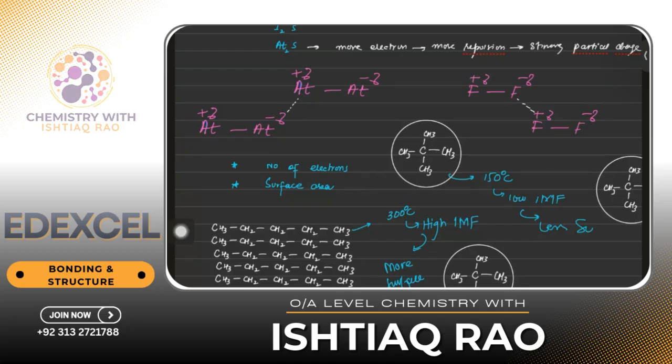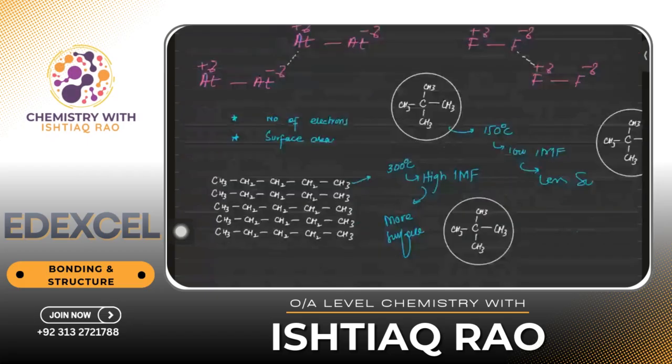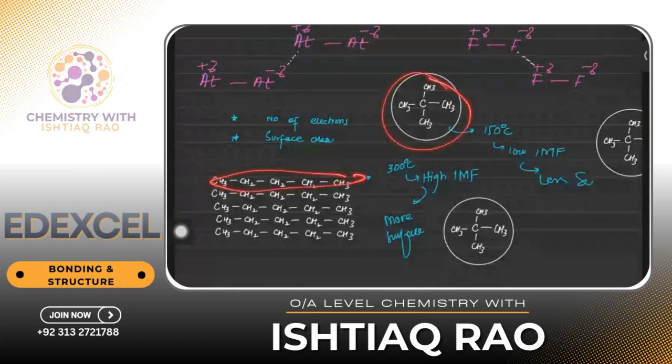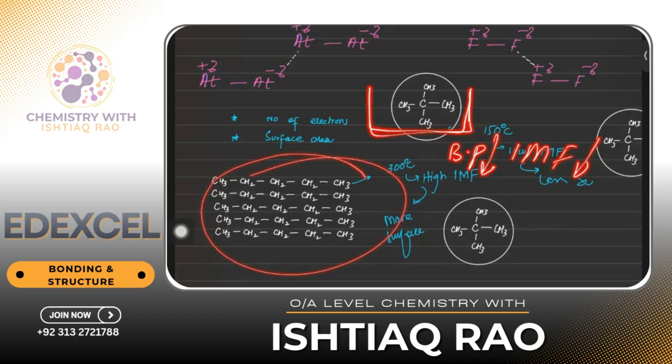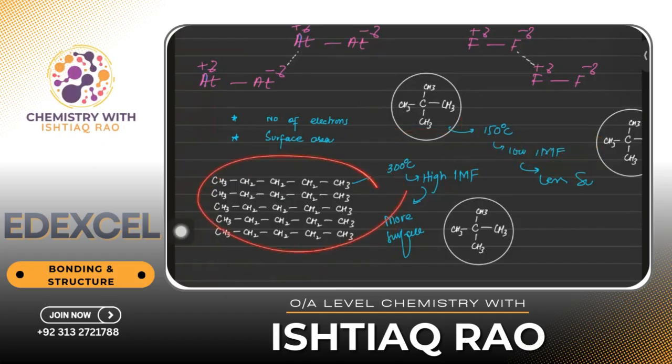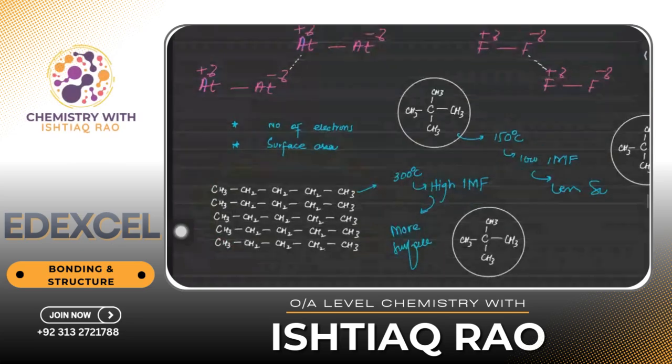And what if a molecule has 5 electrons in total? Again, it has 5 electrons, but the surface area for this molecule is smaller. So the boiling point would be lower because the IMF is lower. If the surface area is higher, the boiling point is higher. Remember, we have only two factors. This is related to London force.